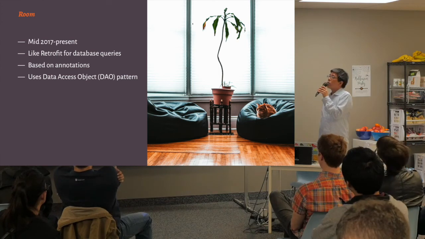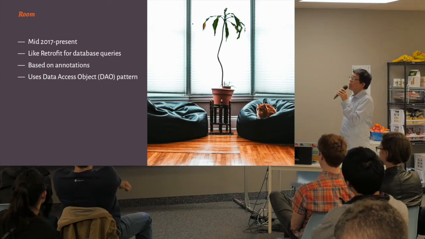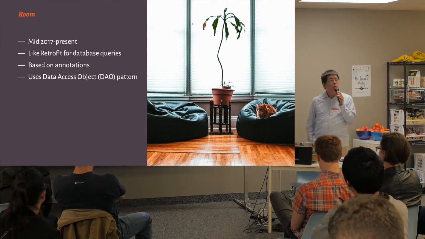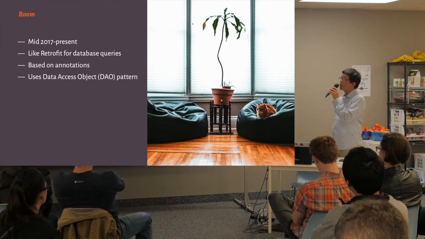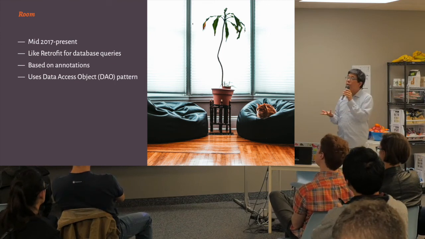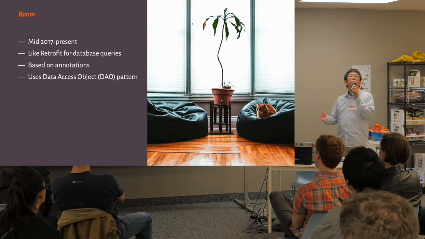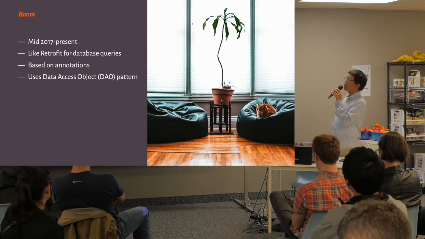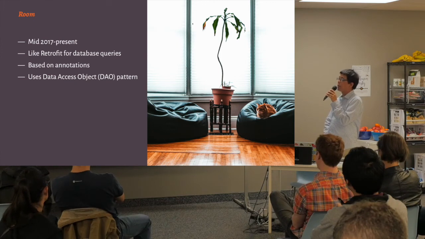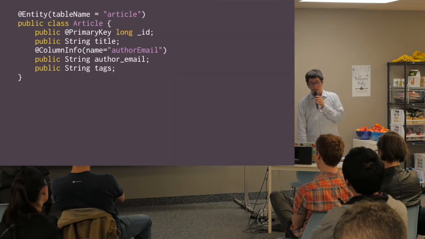It's even newer, so it was only announced middle of this year, and hasn't quite reached 1.0. They're on the first release candidate this week, so they're imminently about to go 1.0. One person has compared it to Retrofit for database queries. So if you ever built some sort of API service with Retrofit, you'll feel quite at home using Room. Like ORMLite, it's based on annotations and uses the DAO pattern.